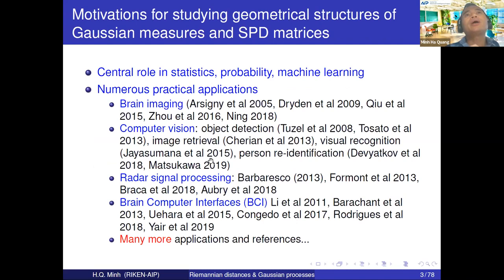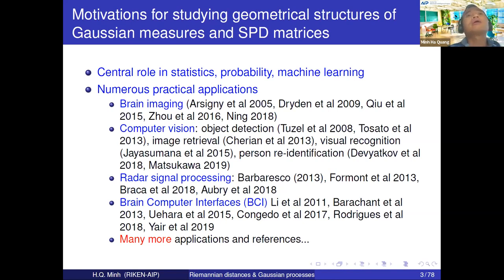So very briefly, we have the motivation for this study. There's a lot of work on the geometric structures of Gaussian measures on Euclidean space and symmetric positive definite matrices, because they play a central role in statistics, probability and machine learning, and they have a lot of practical applications: brain imaging, computer vision, radar signal processing, brain computer interfaces, et cetera.